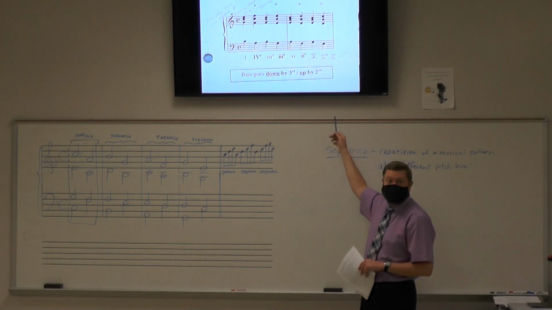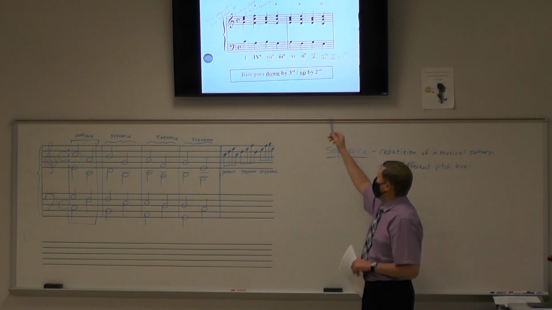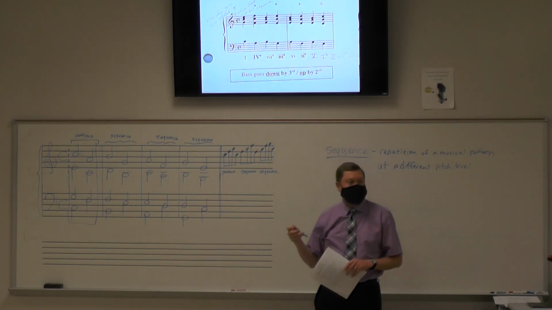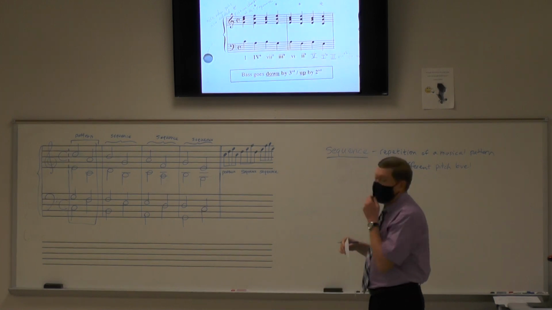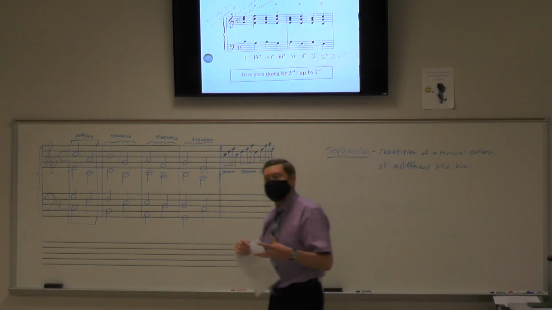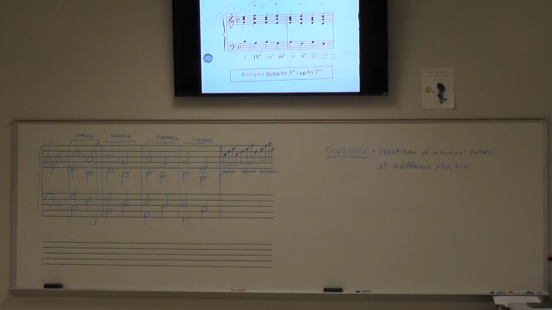Down by third, up by second, down by third, up by second, down by third, up by second. So you'll need to remember this bass motion, down a third, up a second, and associate that with the descending fifth variant sequence. Not the original descending fifth, the descending fifth variant sequence.